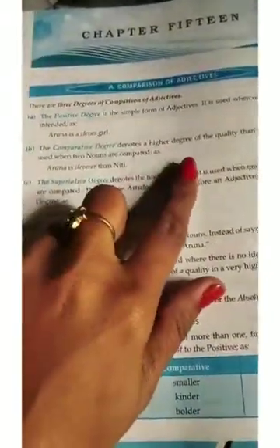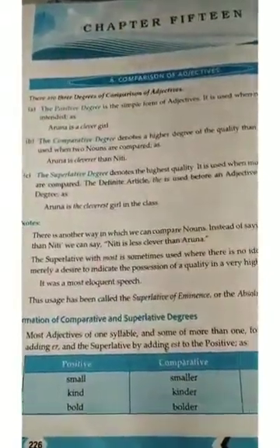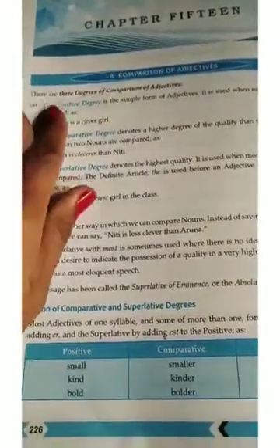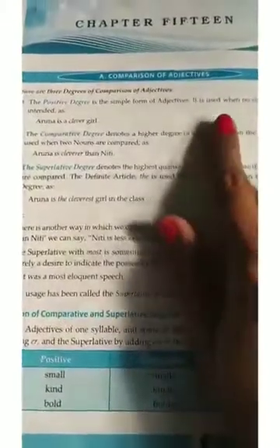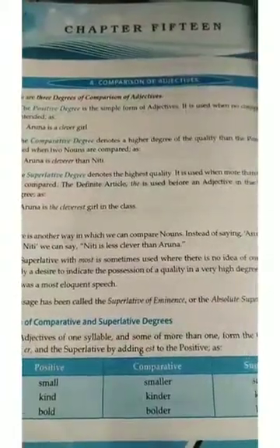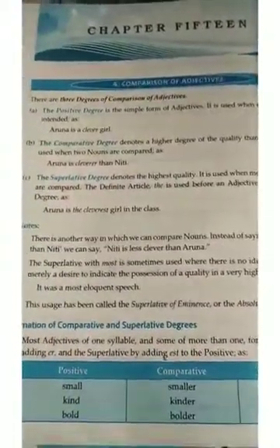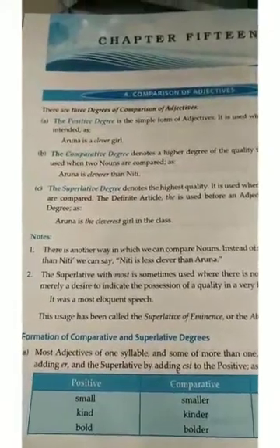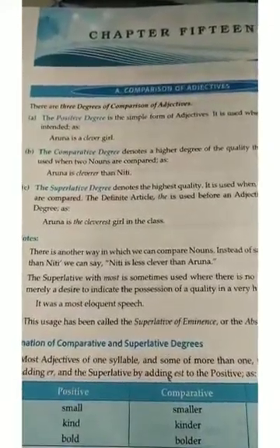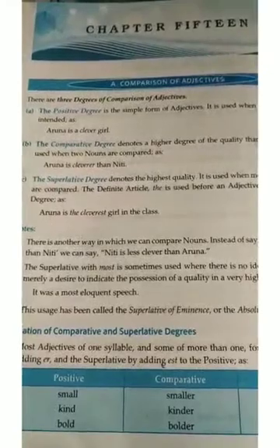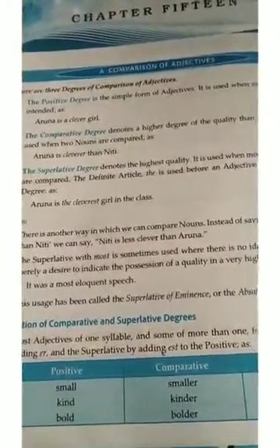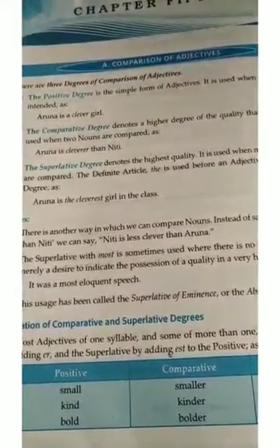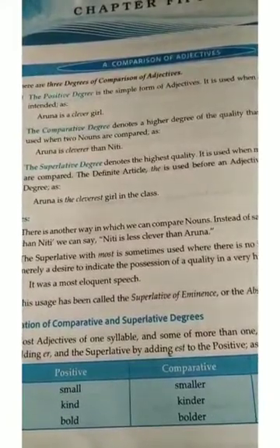Comparative degree is used to compare one higher than the other. In positive degree, we use the simple form of the adjective, which is used when no comparison is intended, like Aruna is a clever girl. In comparative degree, we compare Aruna with Niti. So, Aruna is cleverer than Niti.